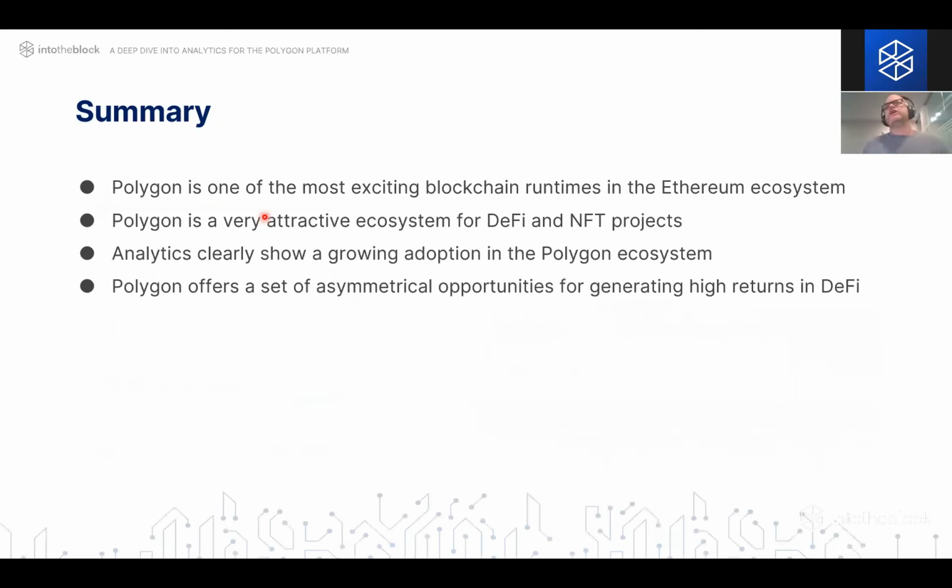So this is all I wanted to show you today. Polygon is one of the most exciting blockchain runtimes today. Completely compatible with Ethereum, it is something you can take advantage of today as a developer, as an investor, as a trader. It's been particularly well adopted in areas such as DeFi and NFTs and gaming.